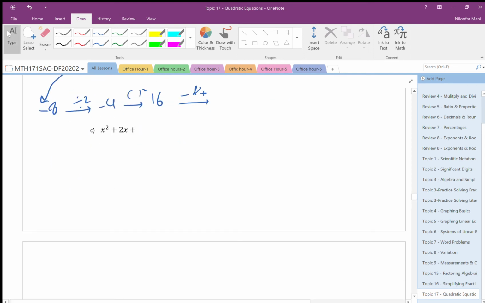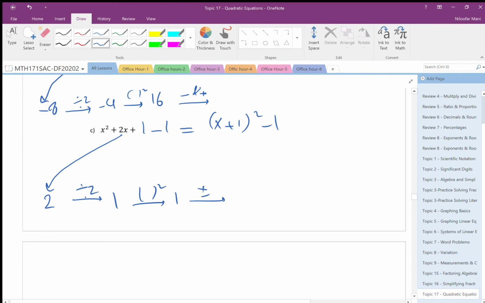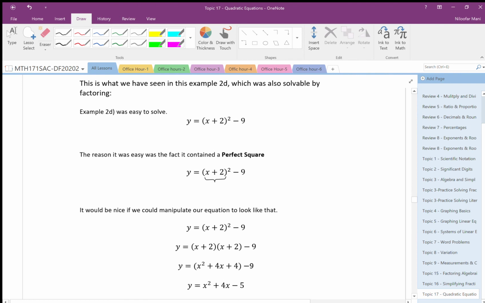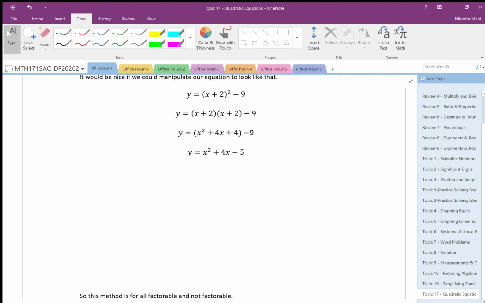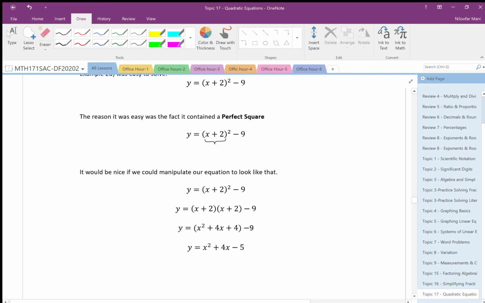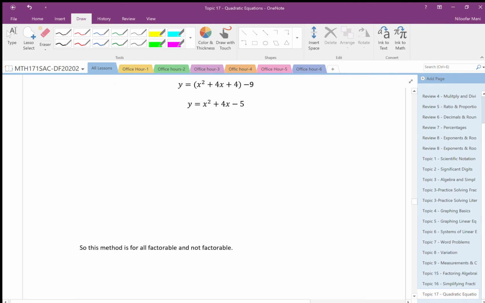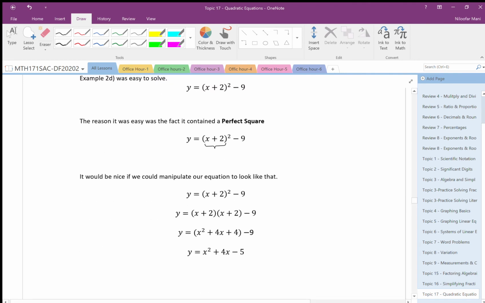How about here? I look at this 2. Divide by 2, 1. I square it, 1. So I add 1 minus 1. So it is x plus 1 squared minus 1. See, here I am completing the square. So now it is showing what I did show you here, just from the other side. And then you can just say, okay, I want to solve it and show the answer.